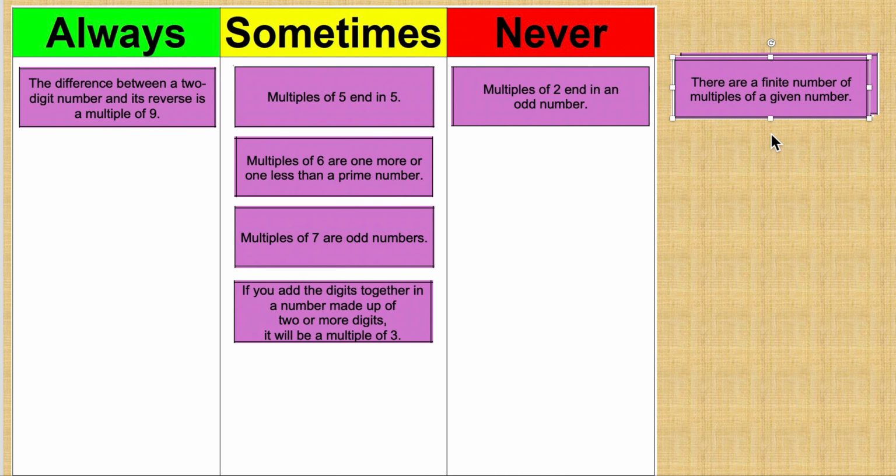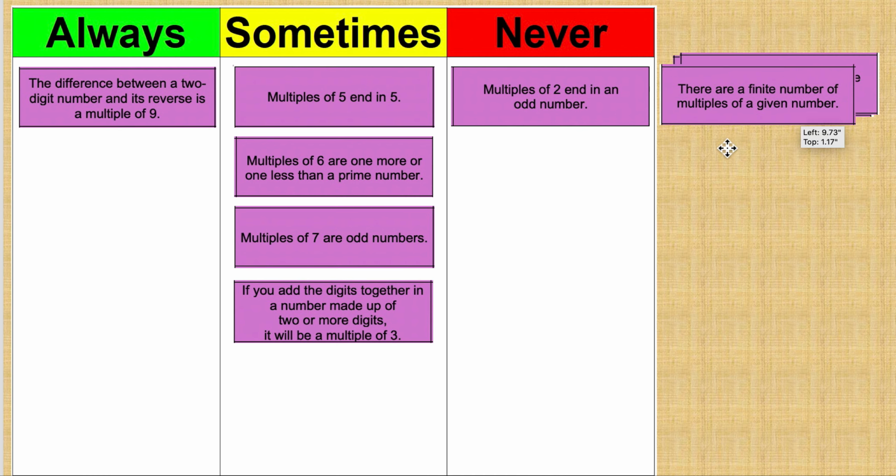So in this case, there are a finite number of multiples of a given number. So kids might not know the word finite. We could talk about the opposite word, which would be infinite, and infinite means never ending. So if infinite is never ending, then finite means there's an end point. There's a terminal point. So is it true or not that there's a limit to the number of multiples that you can have? And that's not true. There is not a finite number of multiples for a given number. So that's a never.